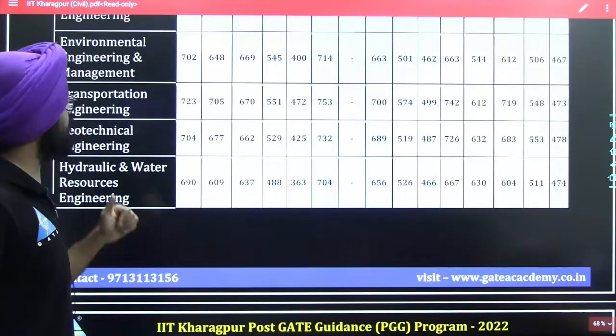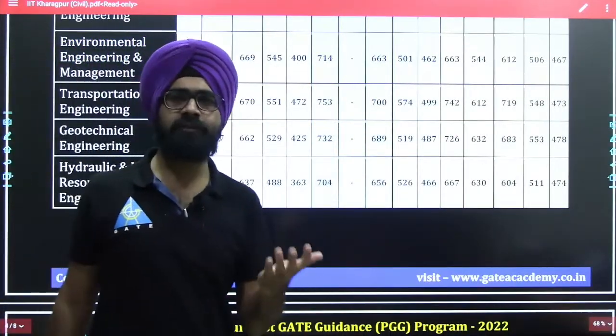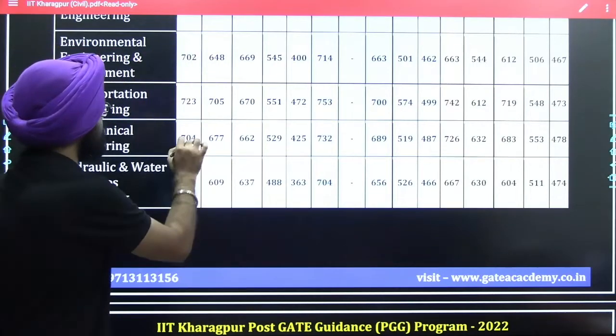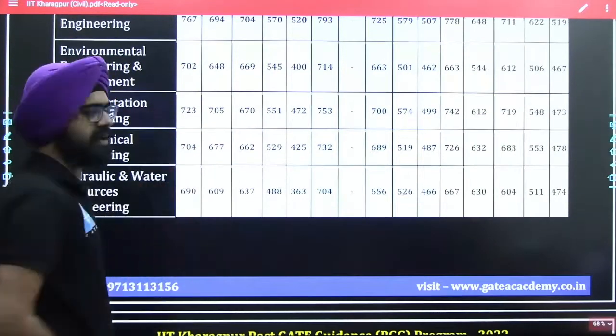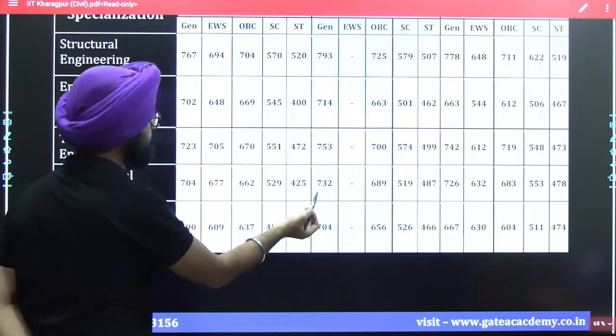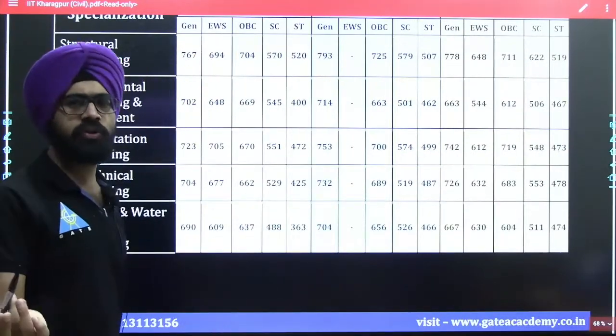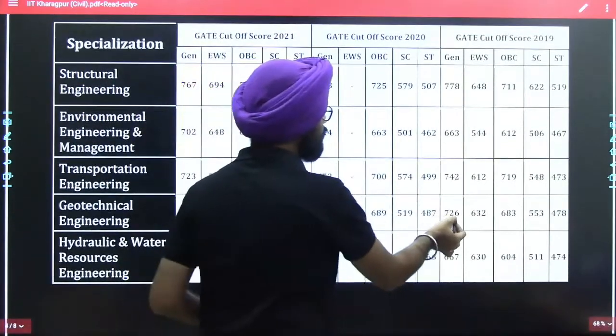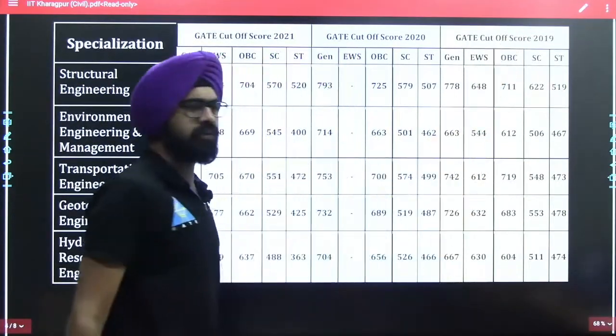Next is geotechnical engineering, or what I call soil mechanics and foundation engineering. Here 704 was the minimum cutoff for the general category. In this case 732 was the cutoff. The difference is there because of the number of students. 726 was the cutoff in GATE 2019.